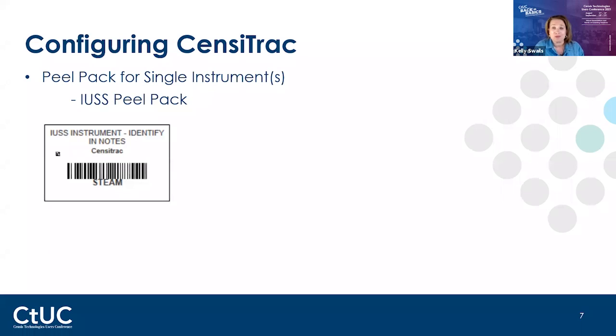Along with this, many times you see it's just one instrument. If it's a container, I can always go and scan right to my CensiTrac. I can always go and scan that container right in there. But if it's a peel pack, what am I going to do? So I recommend creating a peel pack for single instruments. Label it IUSS peel pack. You can always run that report to see how many times we're doing this, but it's also going to be identified when you run your report of all your IUSS loads.